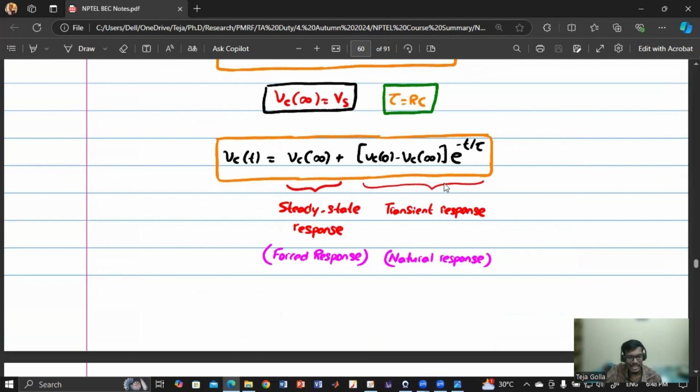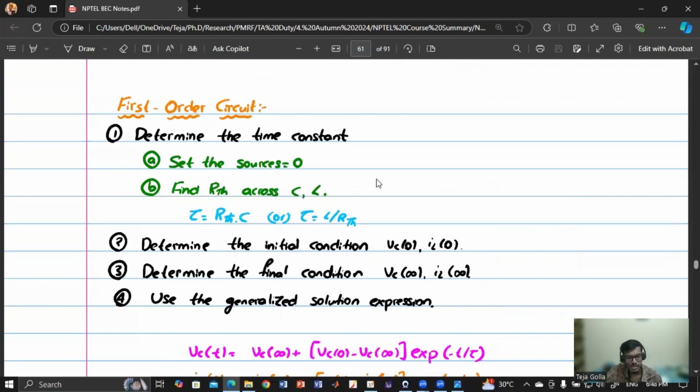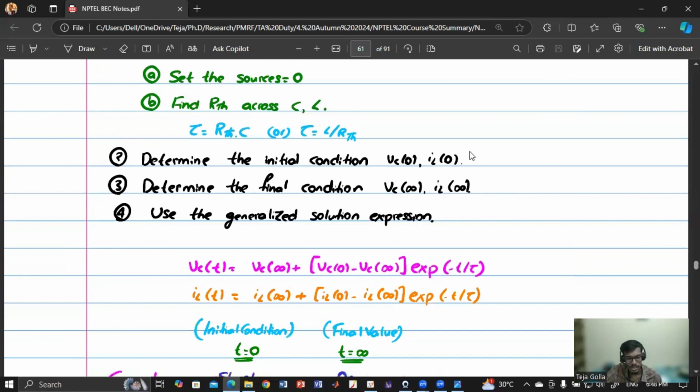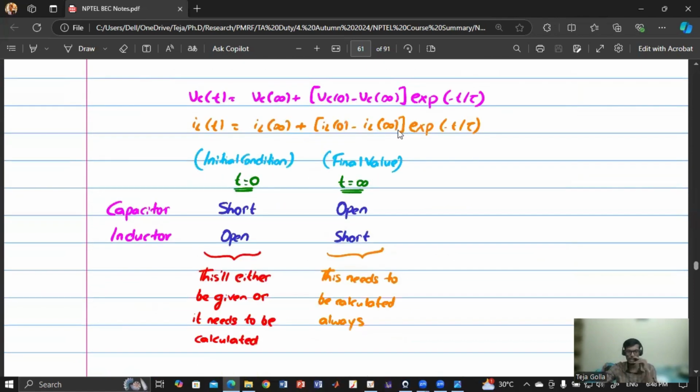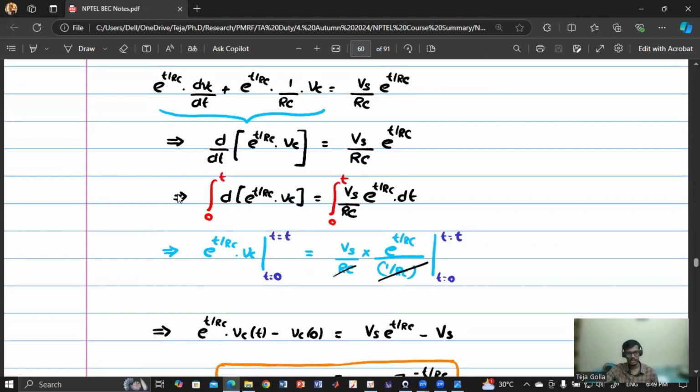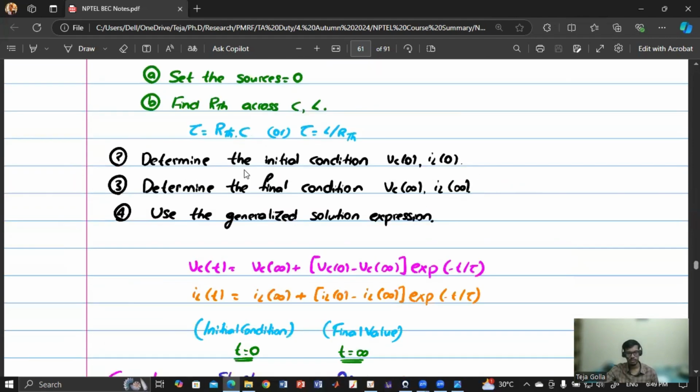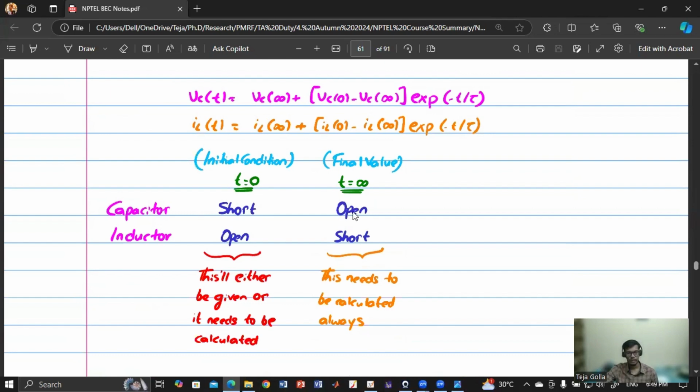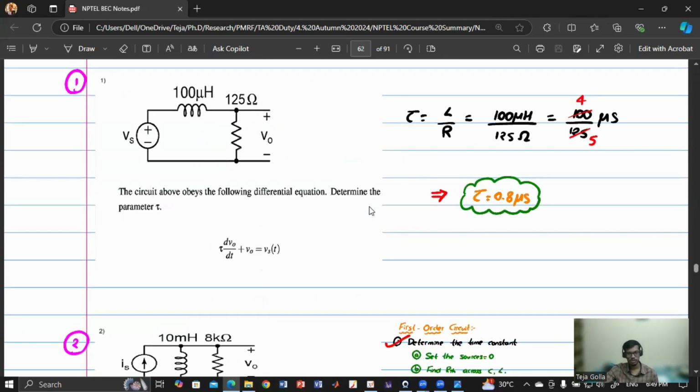So for any first order circuit, first we have to determine the time constant, then the initial condition, then the final condition, and use the generalized solution expression. For any voltage or current, this is the expression. And how will you find Vc infinity, IL infinity? Because in this week, it is only DC input, not time varying input. So at final condition, the capacitor will be open and the inductor will be short. Initially, if they have not given any initial condition, then the capacitor will be short and the inductor will be open. But usually they will give the initial condition, the initial voltage, so there is no difficulty in that part.